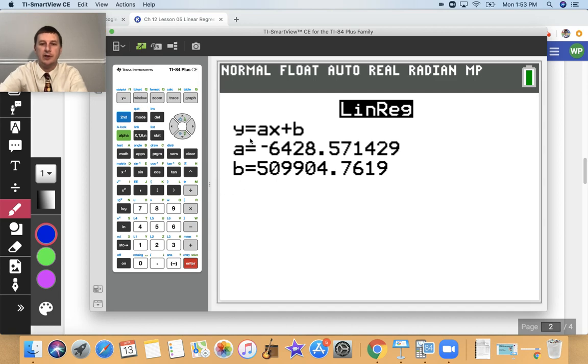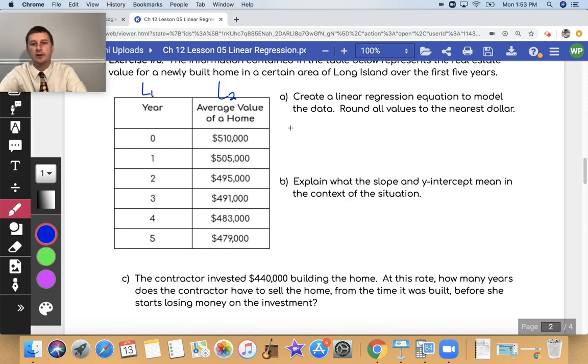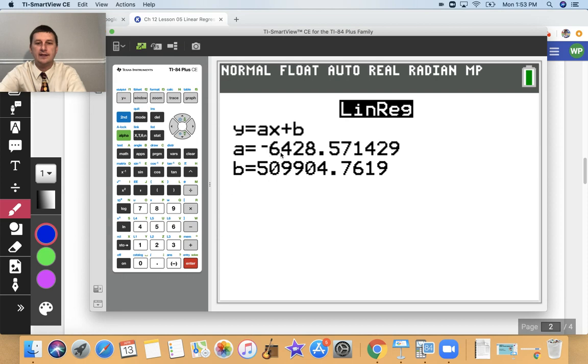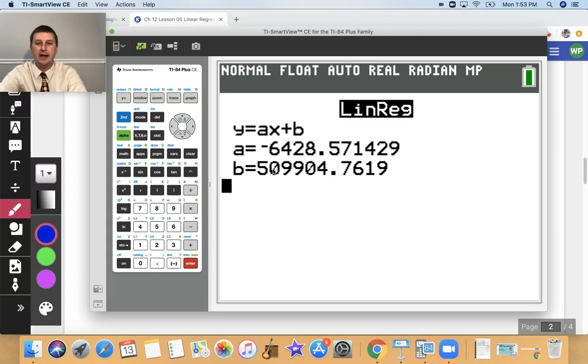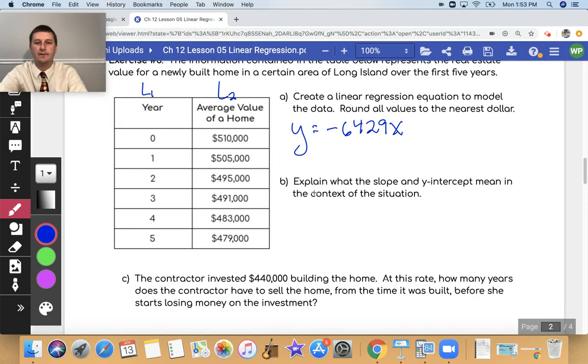And this is our equation of y equals ax plus b. So we're going to round all values to the nearest dollar again. So we'll have y equals negative 6,429x. And then our y-intercept is 509,905. Rounded both of those up because of the decimal following.